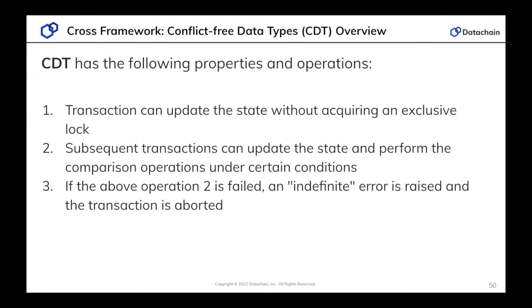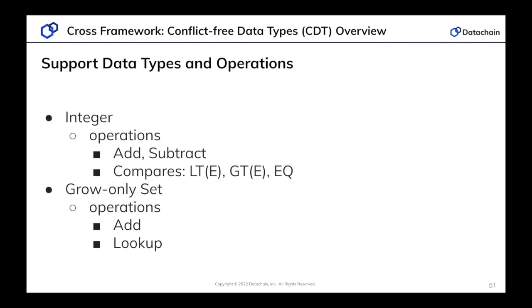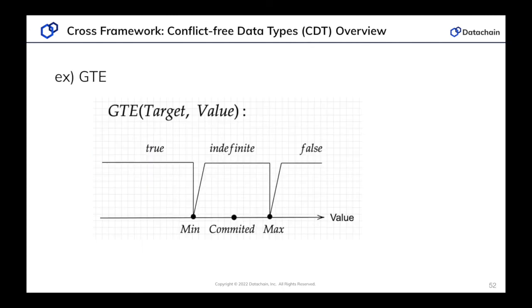A transaction can update a state without acquiring an exclusive lock. Subsequent transactions can update a state and perform comparison operations under certain conditions. If the comparison operation fails, an indefinite error is raised and the transaction is aborted. Supported data types and operations are integer, which has add, subtract, and compare operations, and grow-only set, which has add and lookup. As a returned value by the GTE operation, it could be true, false, or indefinite.